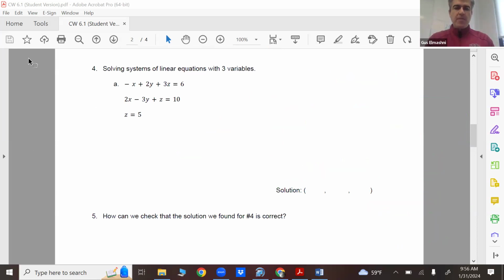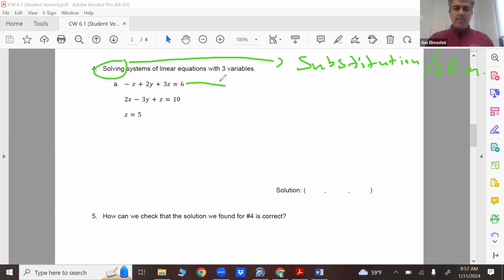Okay, so we want to solve. When you solve these, I would use substitution or elimination. So let's take a look. Negative x plus 2y plus 15 equals 6. Negative x plus 2y equals negative 9.